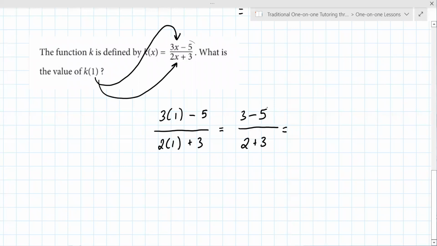What is 3 minus 5? It's -2. 2 plus 3 is 5. Sorry about that. Can you reduce this fraction? No, you cannot. So this is your final answer. -2 and 5 are prime numbers. That's true. They don't have to be though, but they are in this case.